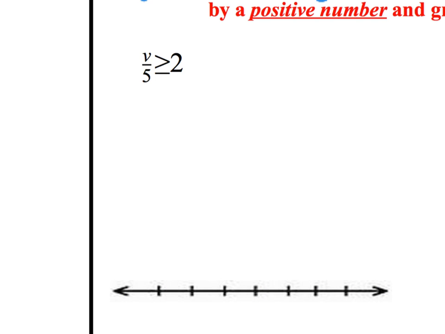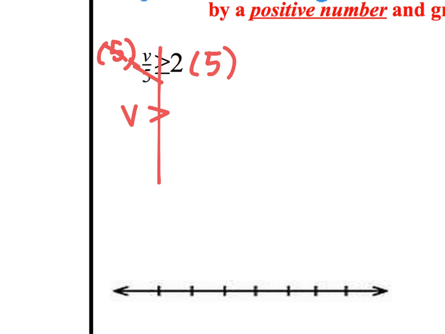Okay, so we're going to multiply by 5. Can someone explain to me why I am going to multiply by 5 here? Someone raise your hand and tell me, why am I multiplying? Isaiah? Yeah, inverse. Good. So we're going to multiply because it's the inverse of division. And right now, v is being divided by 5. So that will leave me v is greater than or equal to 10.